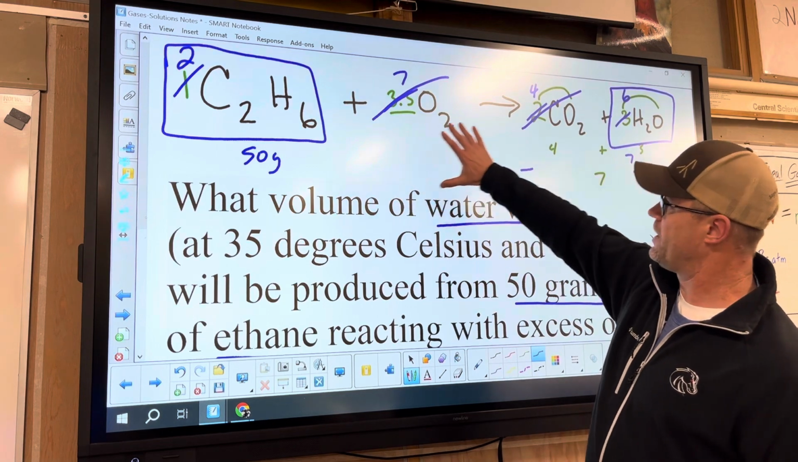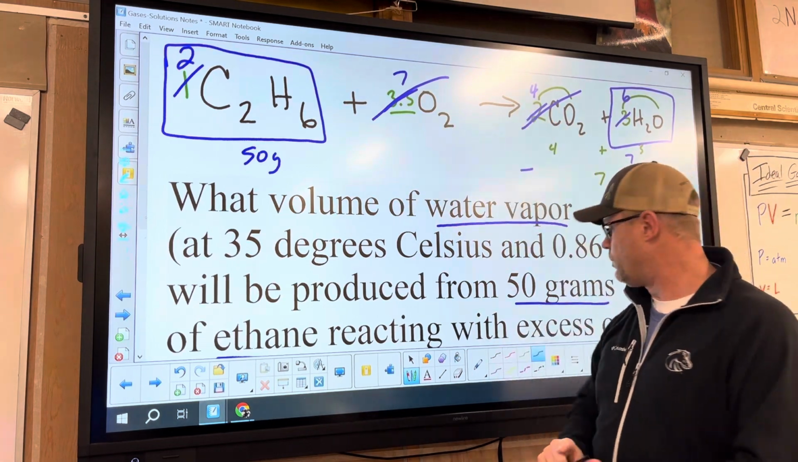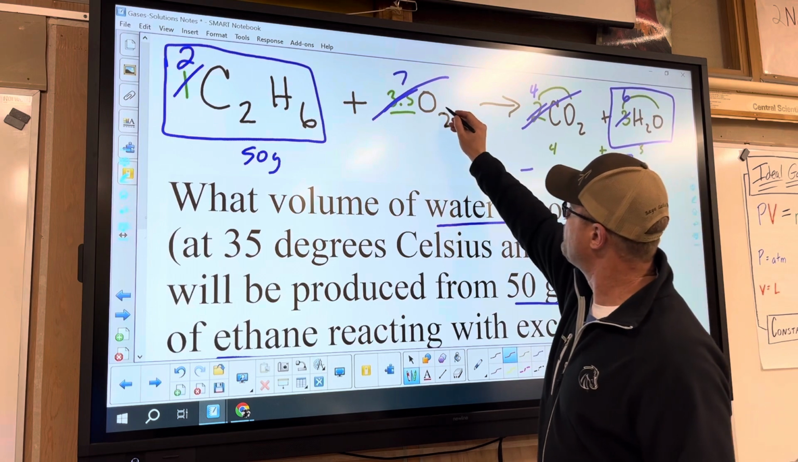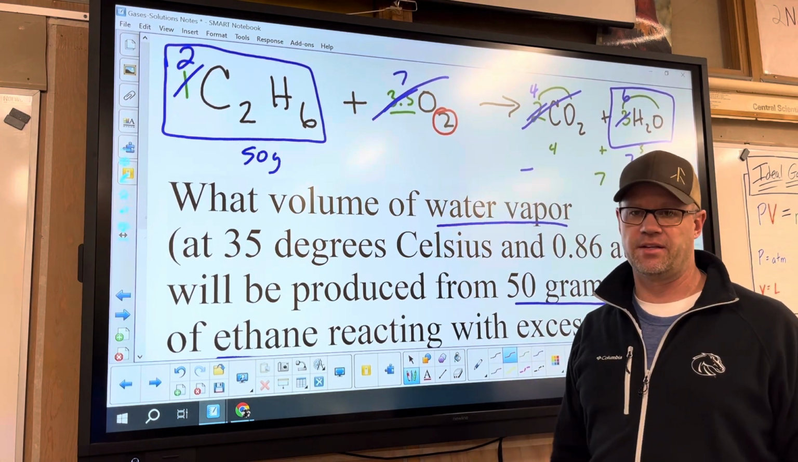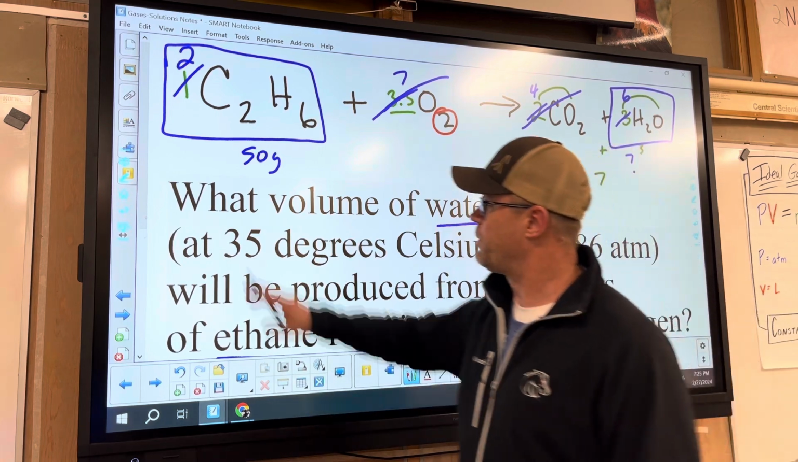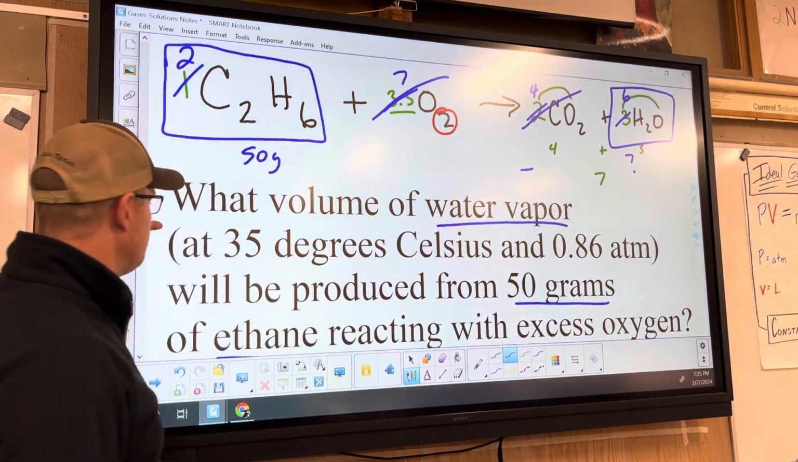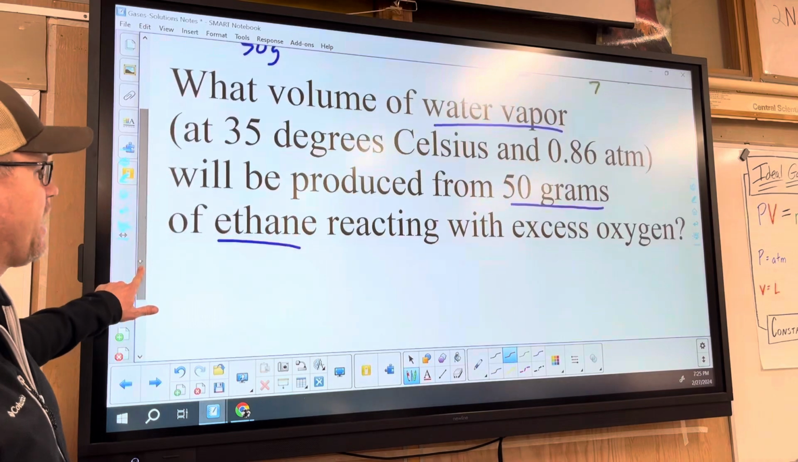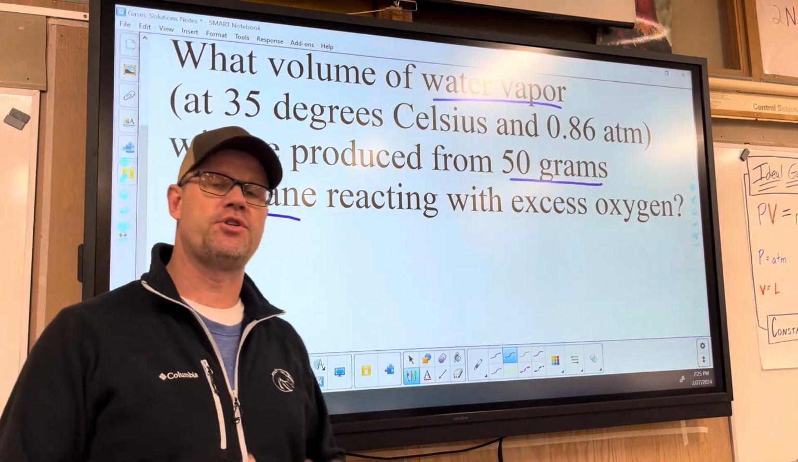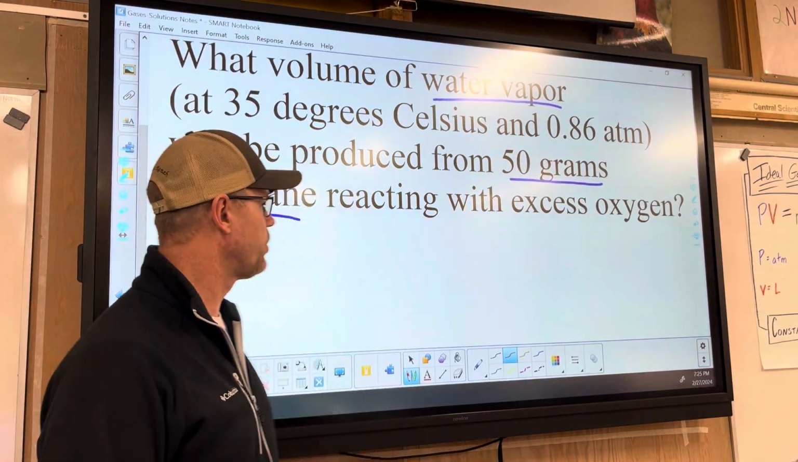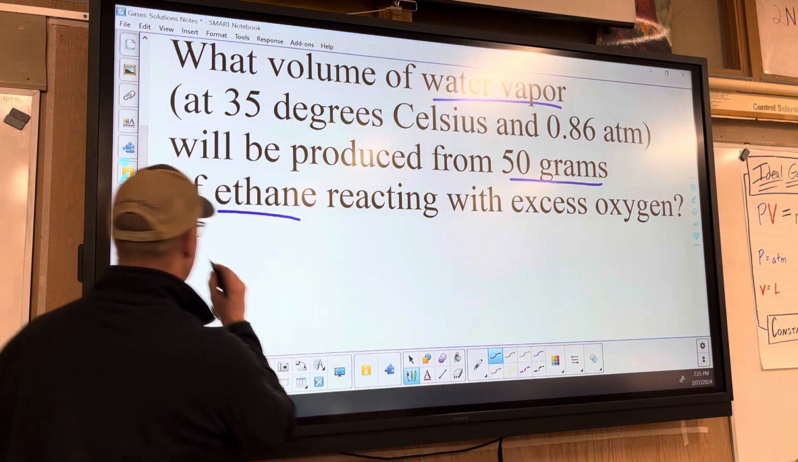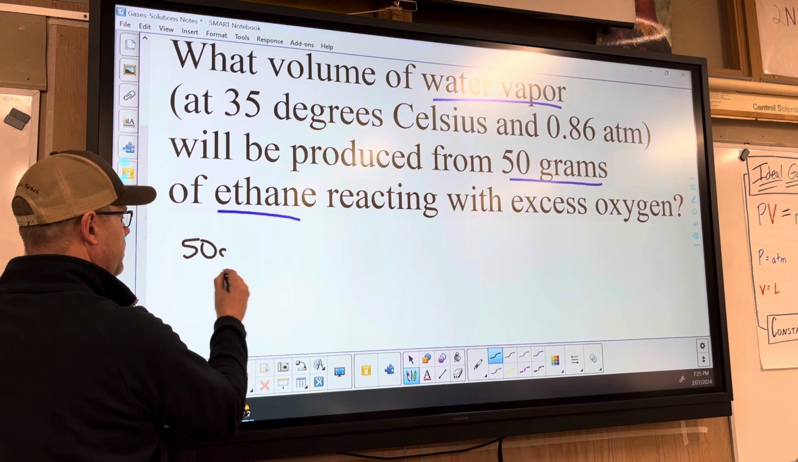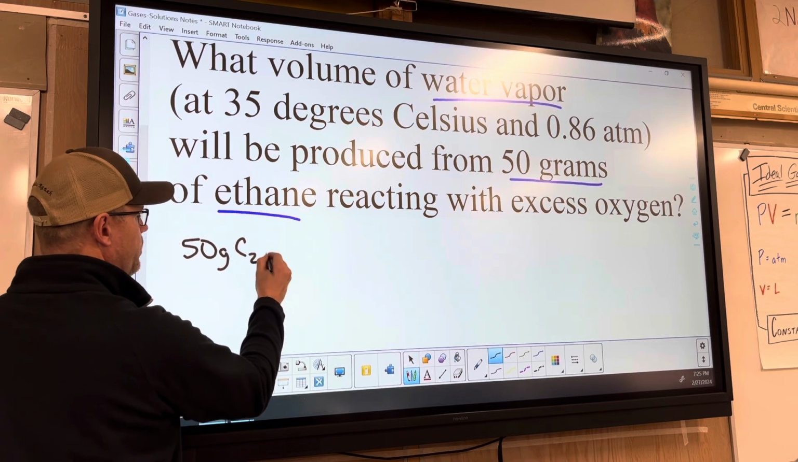After you've got a balanced equation, and by the way, look over that really carefully, because sometimes if you forget a diatomic or you don't balance it correctly, everything is affected from that point on. Okay, so we've got the balanced equation. Next up, we are going to do the actual stoichiometry part, and this is a little bit shorter than what you're used to. We're going to start with 50 grams of ethane. So write that down: 50 grams C2H6.